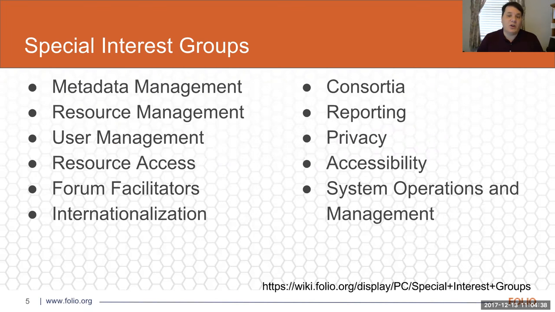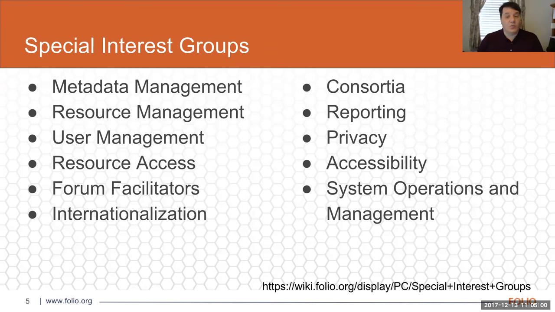As those working on the project know, the beating heart of Folio is in the special interest groups. In this first year of active SIGs, we've chartered 11 special interest groups that focus on specific areas of the project. They meet as often as twice a week and as infrequently as once a month.